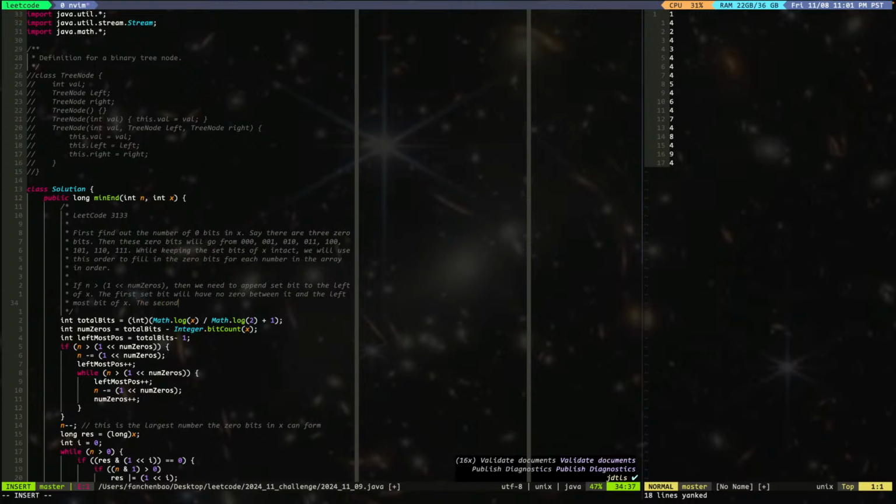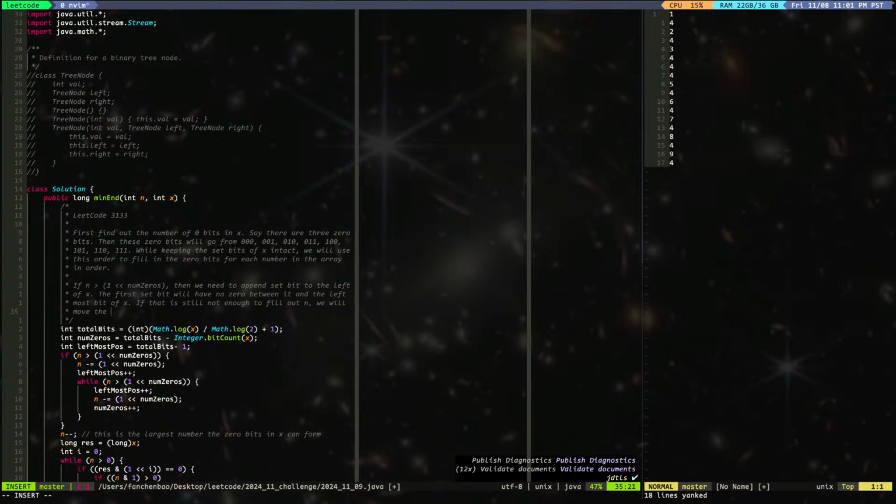The second set bit, if that is still not enough to fill out n, we will move the set bit to the left, right? And try again, until we hit N.